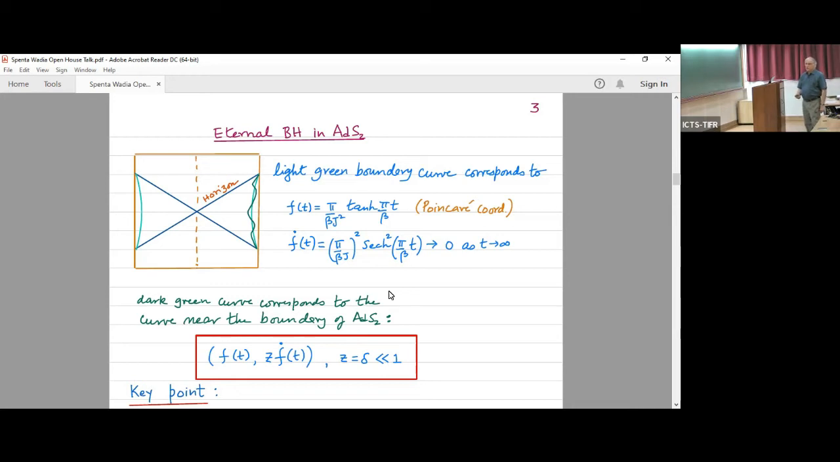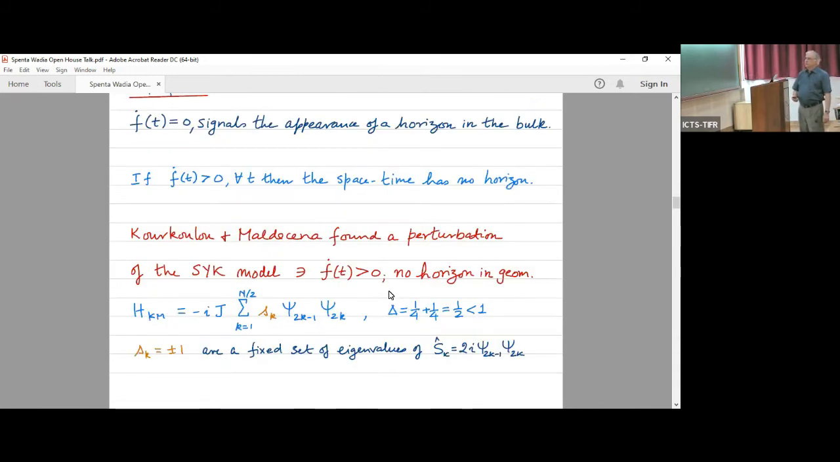And this is a very important point, that if f dot vanishes, the observer who is using these coordinates, the space-time ends simply. So the vanishing of f dot is to be understood as the formation of a horizon. This point is very beautifully explained in the paper by Kourkoulou and Maldacena, actually, from which I have learned it. So the key point is that f dot equal to 0 signals the appearance of a horizon in the bulk. And if f dot is always positive, not 0, then the space-time has no horizon.